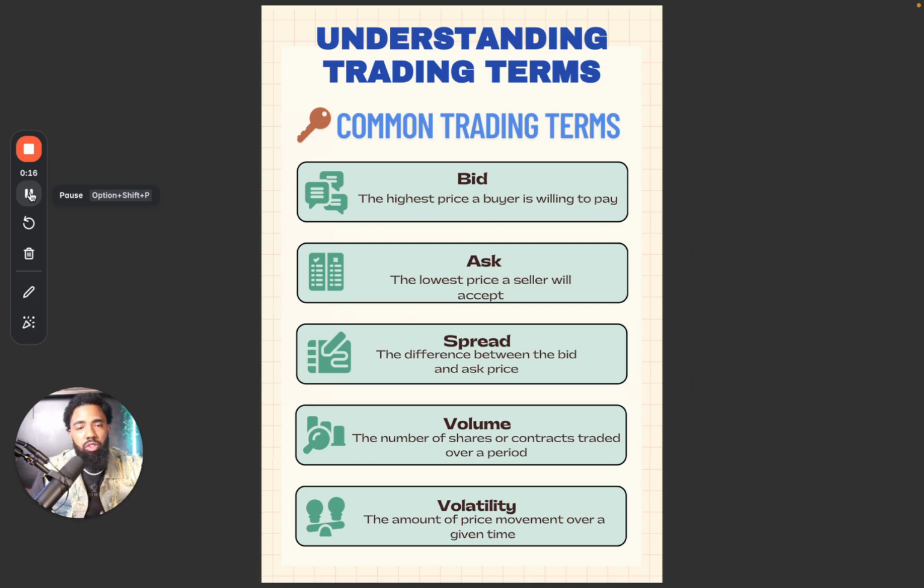All right. So understanding trading terms, right? Common trading terms. Let's start with bid. The highest price a buyer is willing to pay. So I want you to understand something.